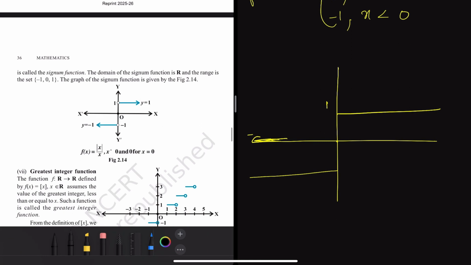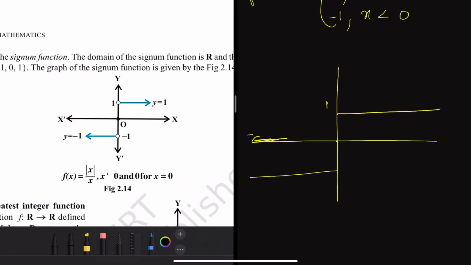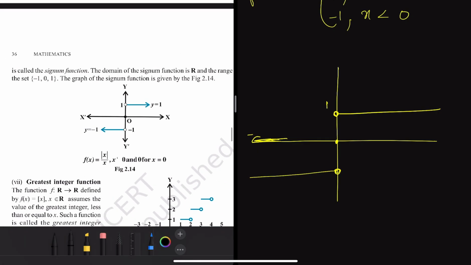But the important thing to remember is that you have to show a circle here to indicate that this particular point is not included, that at x is equal to 0, y is 0, at x is equal to 0, y is not equal to 1. So you have to just indicate this by using this circle here.